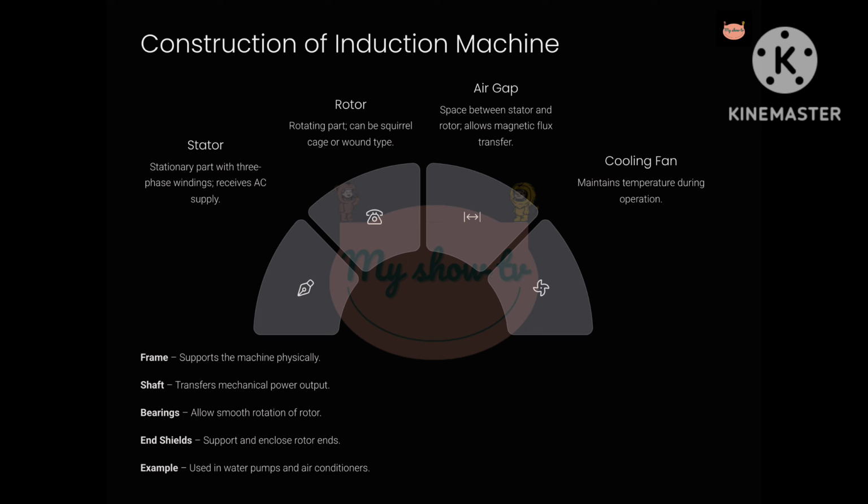Example, induction motors are used in water pumps, refrigerators, and air conditioners. This simple yet effective construction makes induction motors ideal for domestic and industrial use.